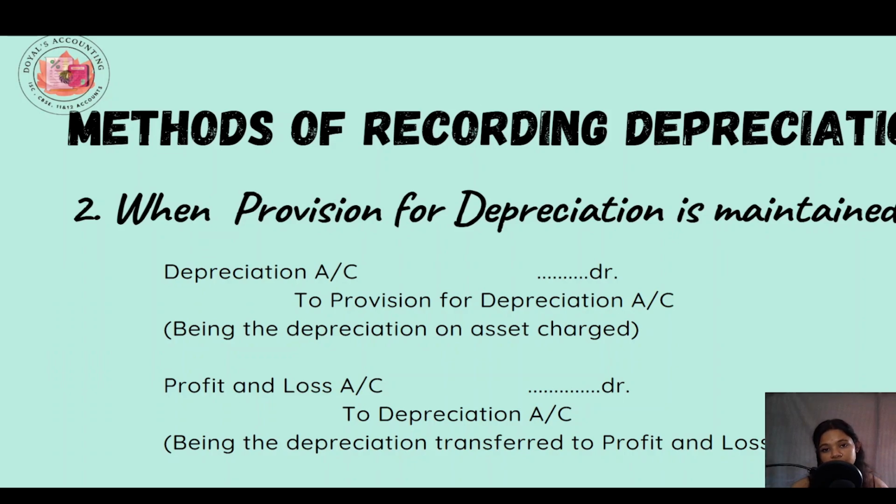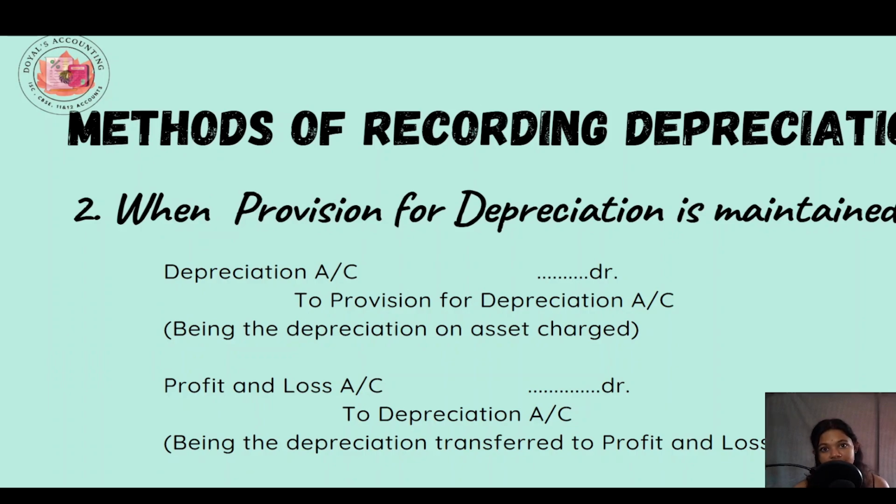Now it is 50-50. This can happen, this cannot happen. So why do we maintain a provision for depreciation? Depreciation we know is going to happen. That is why we are maintaining it. This is just another way of representing how depreciation is charged in the accounts.